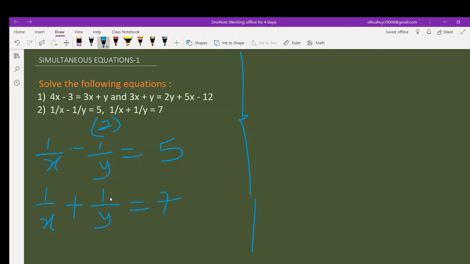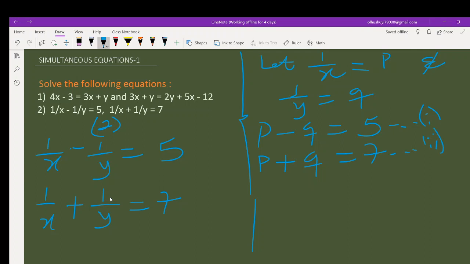1 upon x, 1 upon x, 1 upon y, 1 upon y. I can let each of them be something. Then it makes my work very easy. I can just say let 1 upon x be equal to p, and 1 upon y be equal to q. So I'm going to have p minus q is equal to 5, equation 1. Then p plus q is equal to 7. Do you see that?